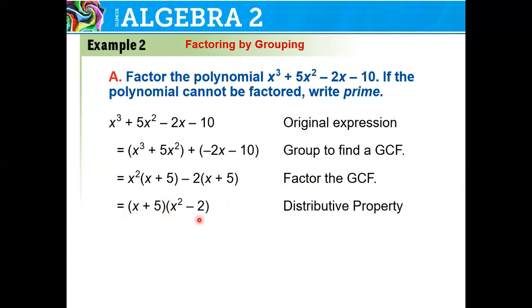Let's take a look at x squared minus 2. It's a binomial. The first one is a perfect square. There is a minus here, so it's good, but I have a problem here. 2 is not a perfect square. That means this is not a difference of 2 squares, so it's prime as well. That means the answer finally is x plus 5 times x squared minus 2.